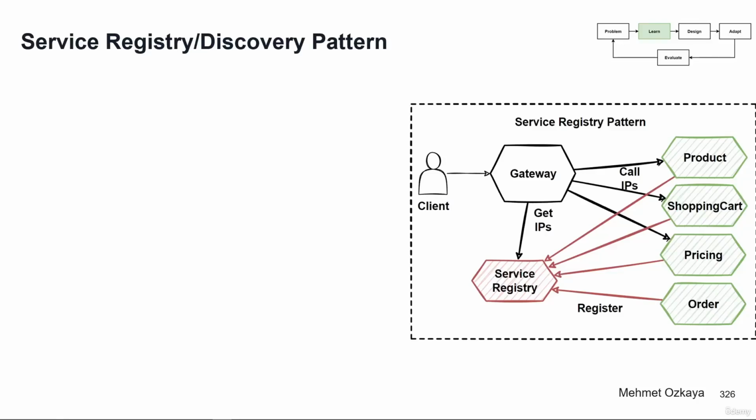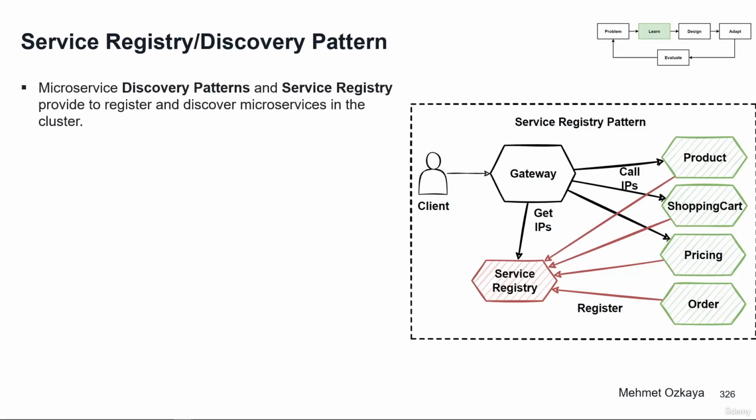In this video, we are going to learn service registry and discovery patterns. In the last video, we learned the service aggregator pattern, and in this video we will learn service registry and discovery patterns. Those are sibling patterns, and all of them are main features of API gateways. We can use microservices discovery patterns and service registry to register and discover microservices in the cluster.